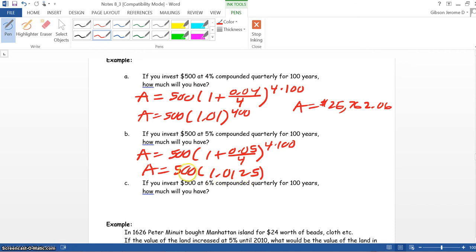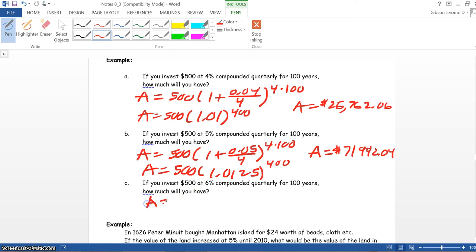Okay, class, picking up where we left off, we had 500 times the parenthesis 1.0125, and now we have to do the exponent 4 times 100, which is 400. And this will give us A is equal to $71,942.04. Now we go down here to C, using the same formula, but now our interest rate is 6%.